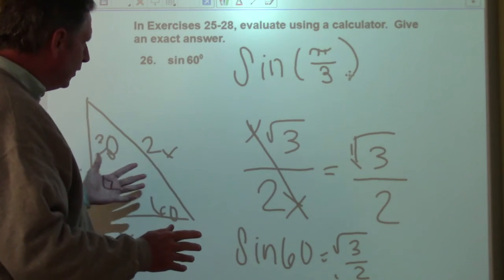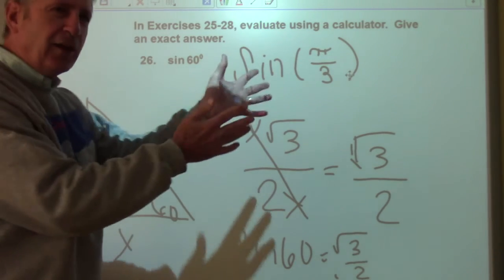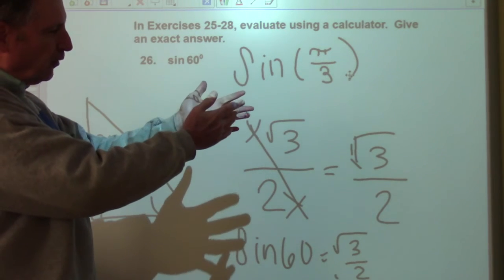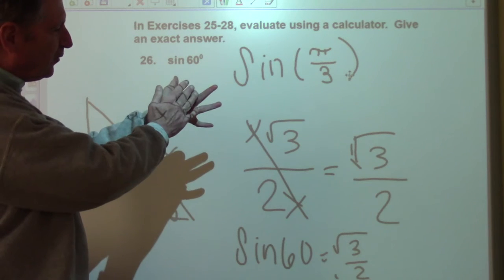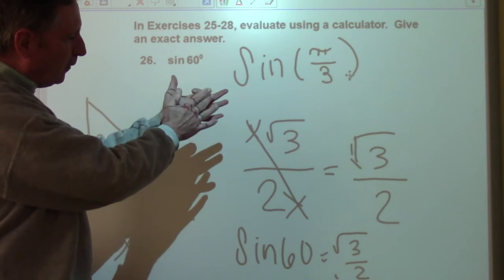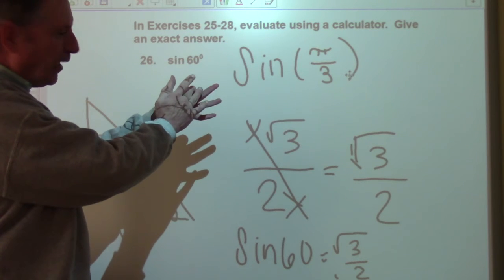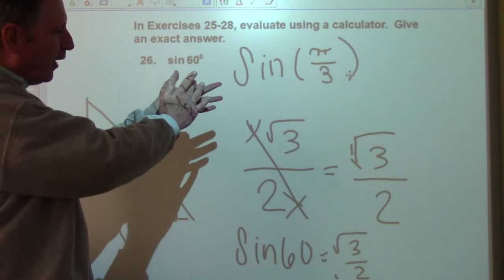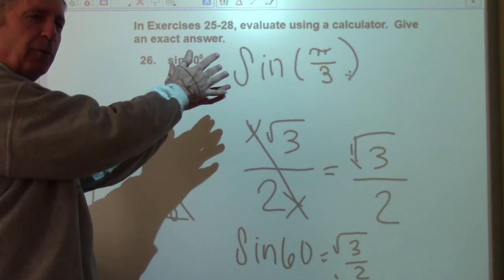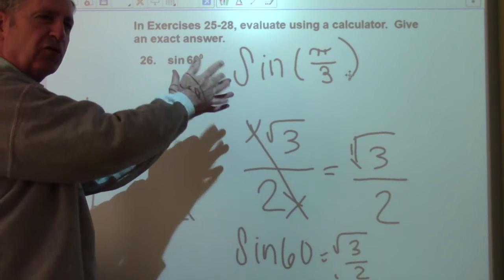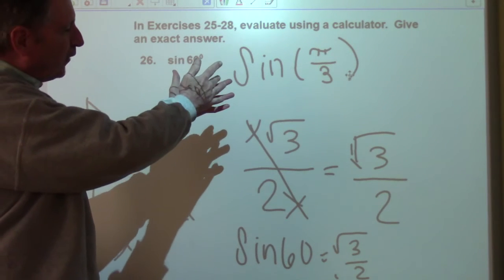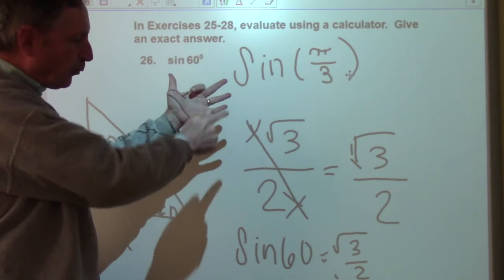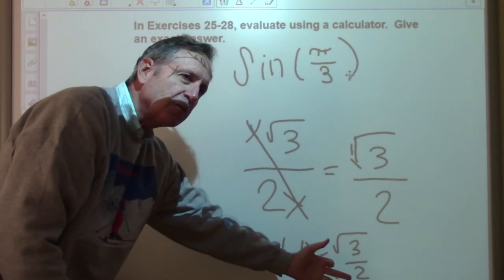So that's it. And the way this works is with a hand trick. You take the fingers like this. Below the angle you're looking at, which right here is pi over 3, you extract that finger and your sine is going to be square root of these fingers over 2. So that's going to be square root of 3 over 2. There it is.